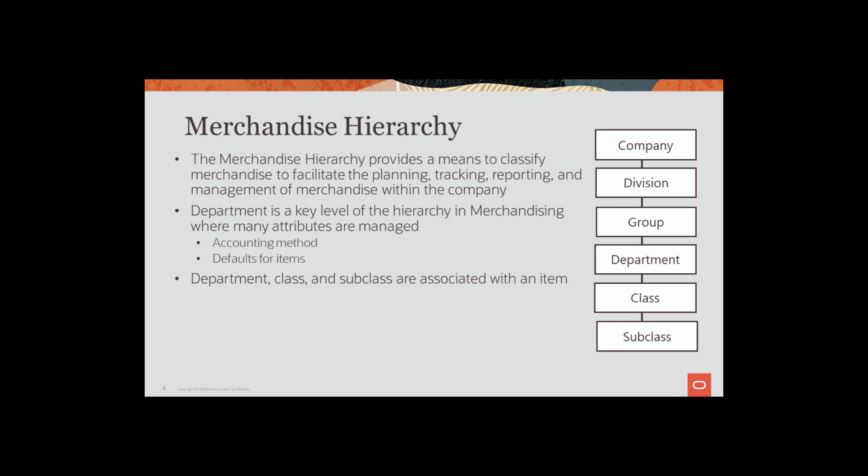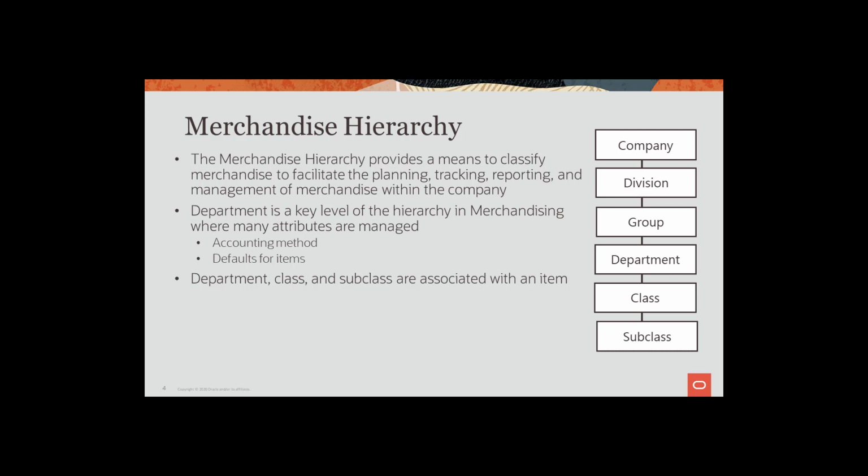Now we'll turn our attention to merchandise hierarchy, which is the structure used to categorize merchandise and define relationships for product management in merchandising. The merchandise hierarchy is similar in structure to the organizational hierarchy in that it relies on top to bottom, one-to-many relationships. As previously mentioned, company is also at the top of the merchandise hierarchy. There is always one company defined in a single instance of merchandising.